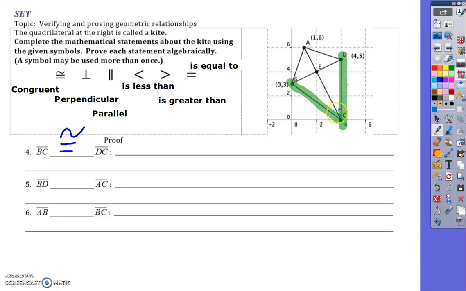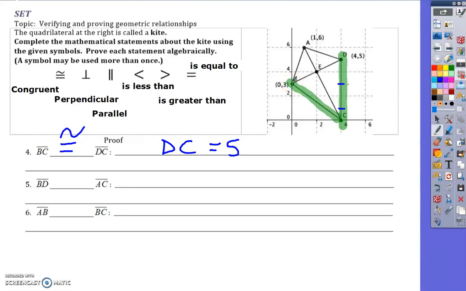Wait, yes, it is. Okay, just kidding. It's 2, 4, 5. So DC is 5. Because it counted it. And why is it 5 and not 2.5? Is because each of these is too long. So it's 5. Now I need to show that this is 5.